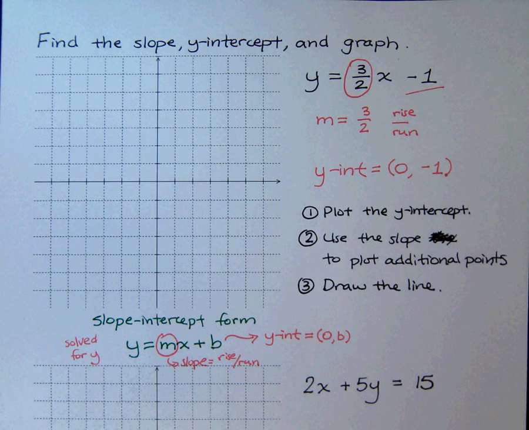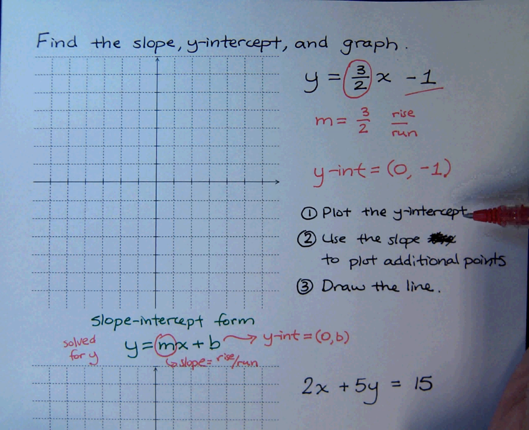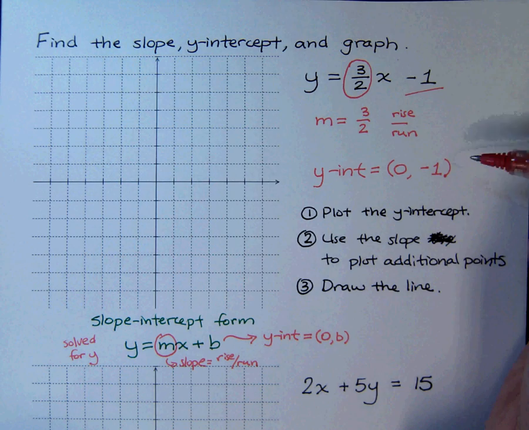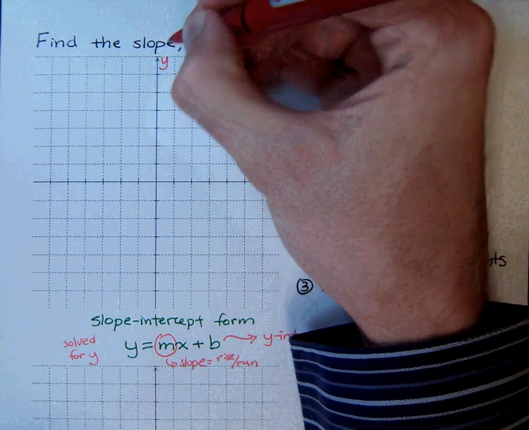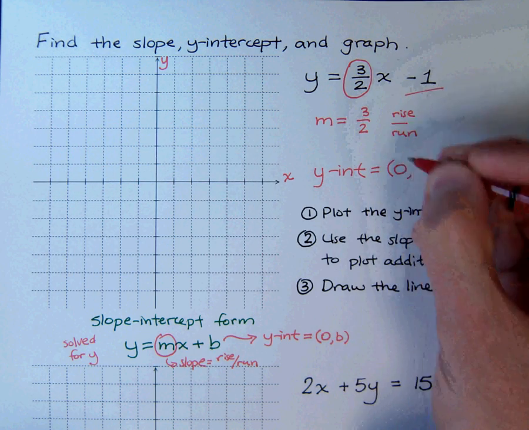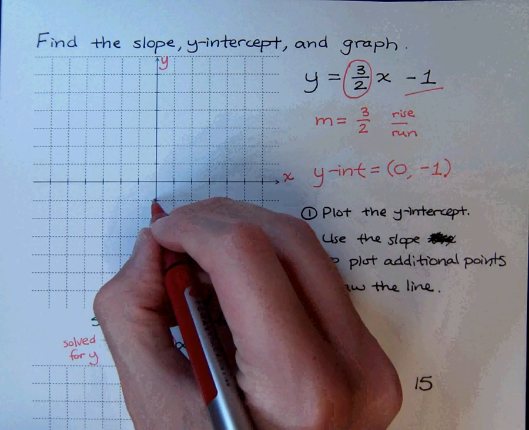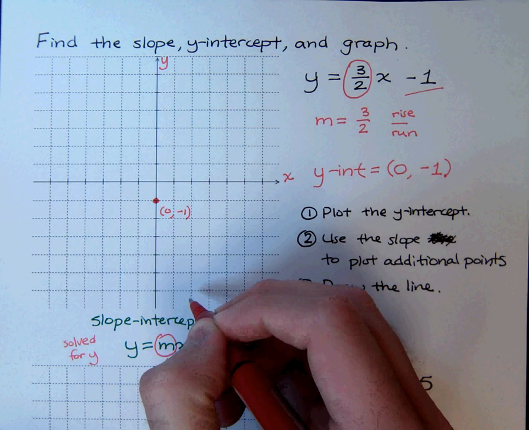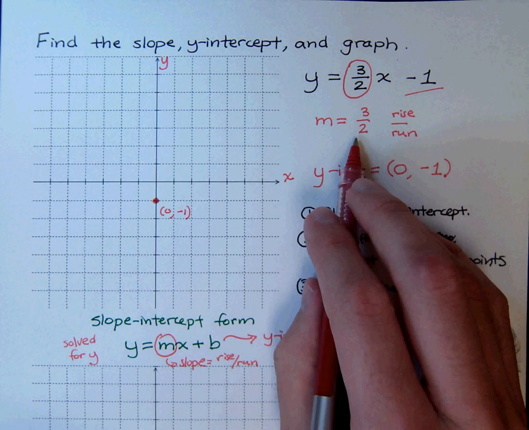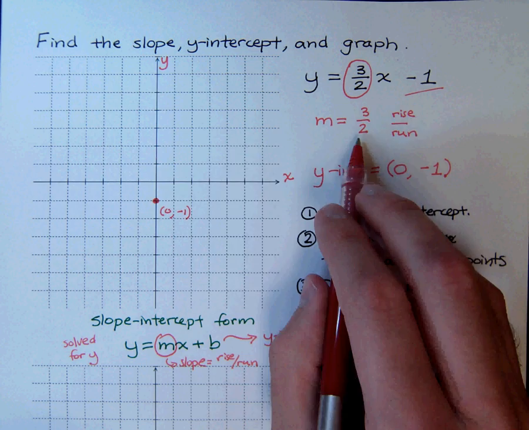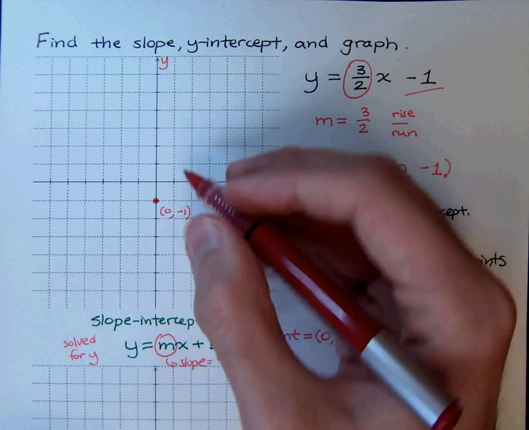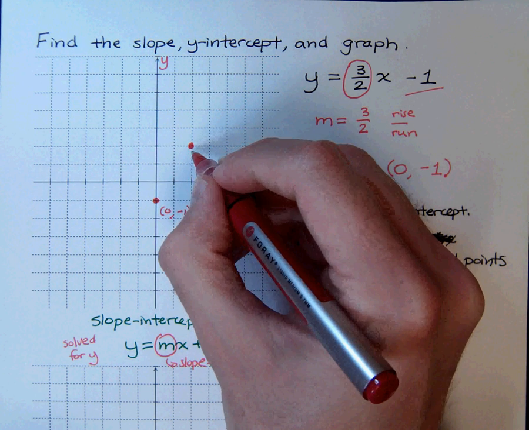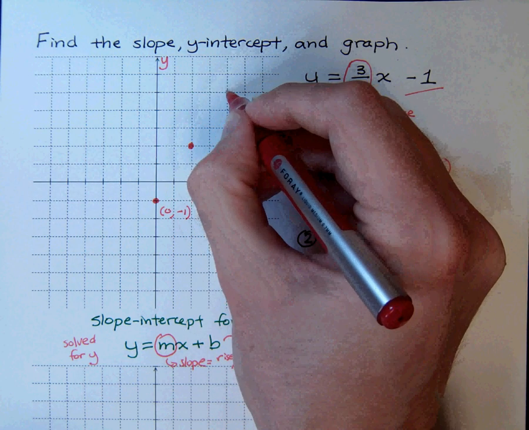If we are going to graph this according to these steps, first plot the y-intercept. The y-intercept is (0, -1), so it goes on the y-axis. Remember, this is your y-axis, this is your x-axis. So the point (0, -1) is going to be right here. Now to find other points on the line, we're going to look at the slope. The slope is rise over run. That means from this point, from your starting point, you're going to go up 3, over 2, and you put another point. Go up 3 and over 2, and you put another point.